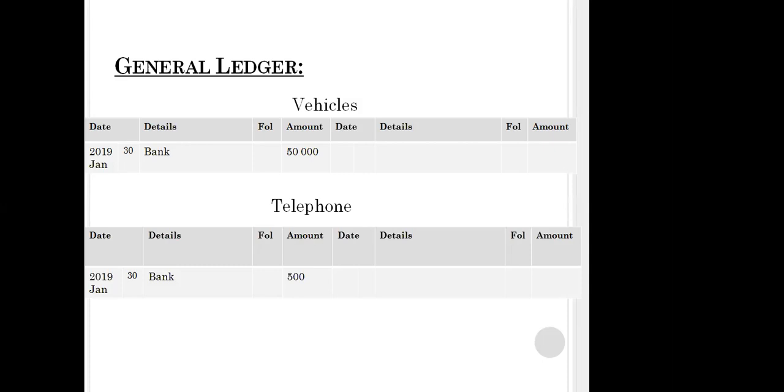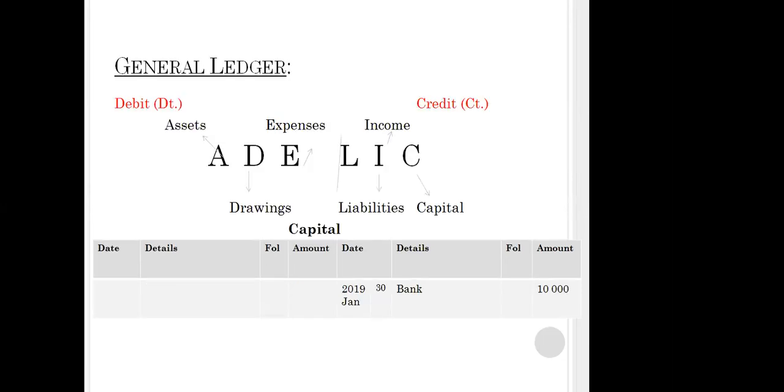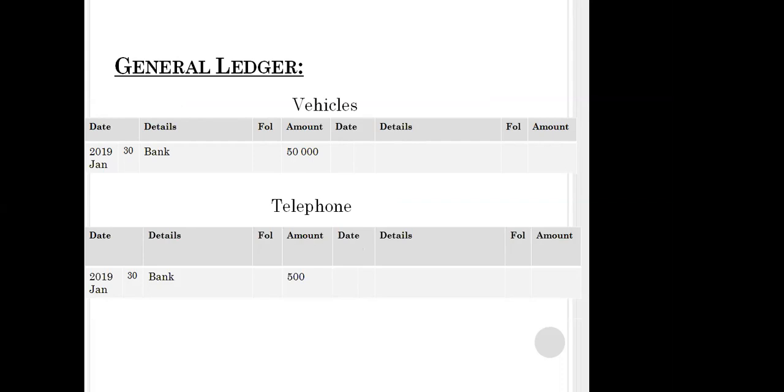Right, check according to Lady Adelaide, on which side of the account must you enter it? So vehicles is what? Vehicles is an asset. I'm going back now so you can check. Look, vehicles is an asset. Assets fall on the debit side, so the left-hand side. So there you will see the entry is on the debit side of vehicles.